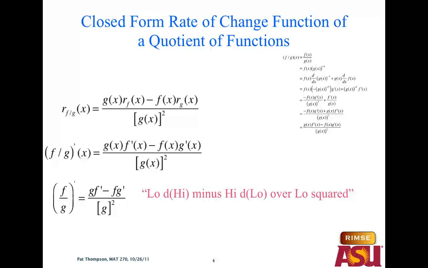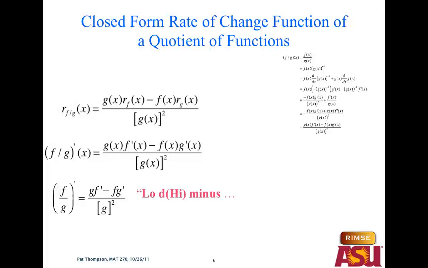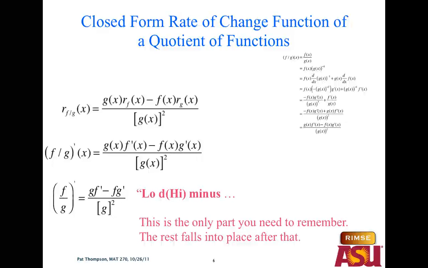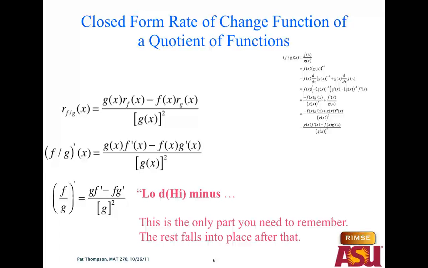To remember that, all you need to remember is this first part. If you can just remember low, d, high, then the rest falls into place, whichever chant you use. That's how it starts, and then you can get the rest. Questions on that? So we did the rate of change of the product of functions. Now this is the rate of change of the quotient of functions.